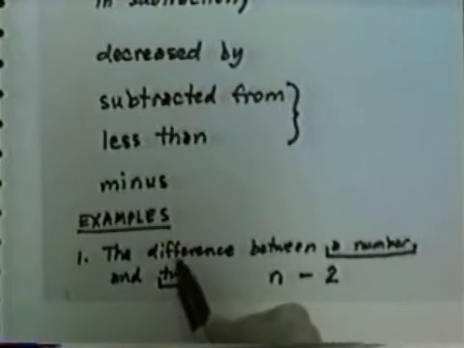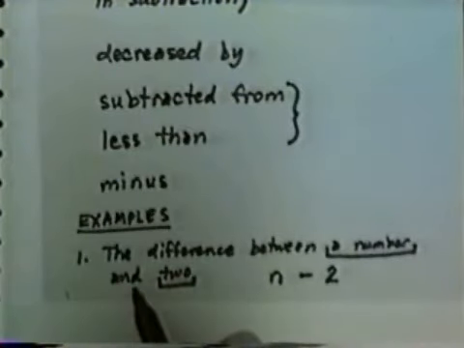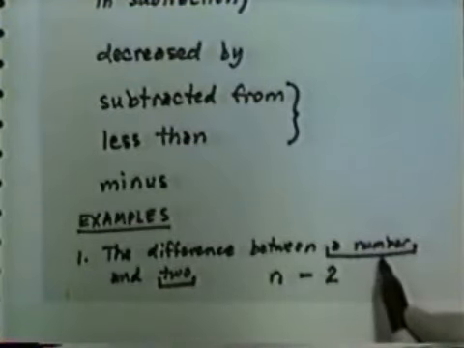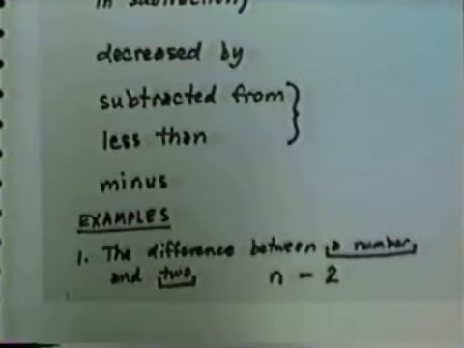Notice that the key words here are difference between, which tells us we're subtracting, and then and, which tells us when we have finished with the first number and we're getting ready for the second. The order remains the same as it's written in English.